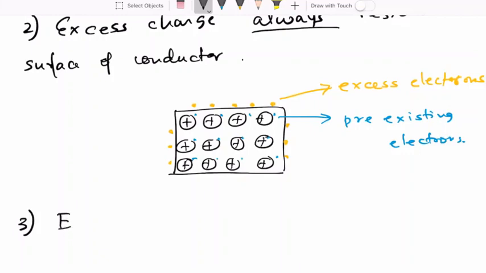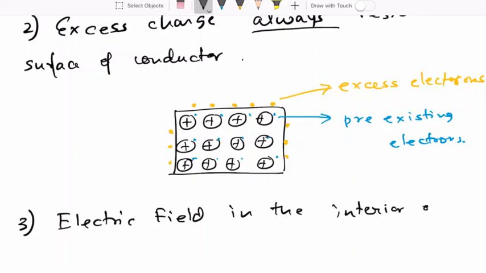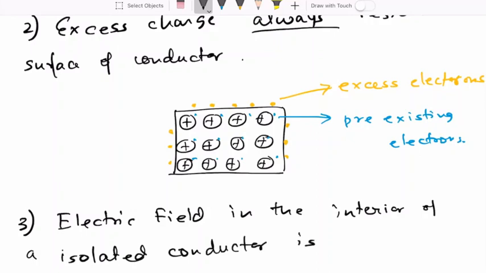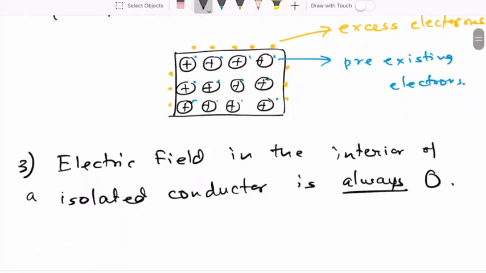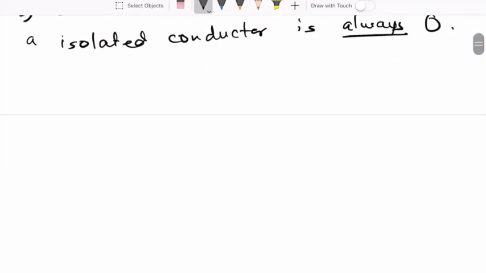is that the electric field in the interior of a conductor, I should say isolated conductor, is always zero. So in the interior of an isolated conductor, there is no electric field.